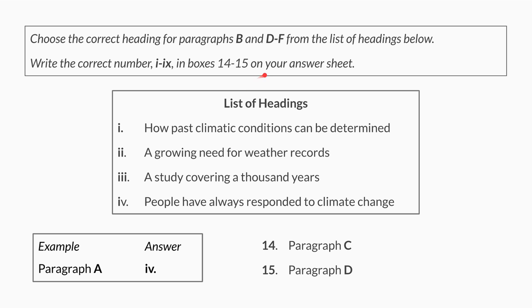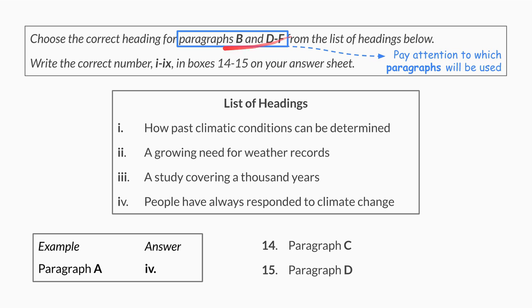So here we go. The first thing you're going to do is pay attention to how many paragraphs are going to be used. Here it says we're going to be using paragraphs B and D through F. This is important so that you don't waste time searching for answers in a paragraph in which the answers are not going to be found.